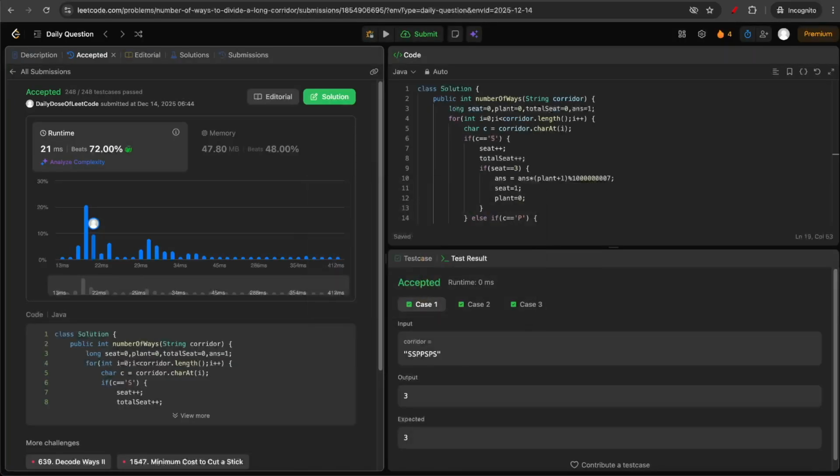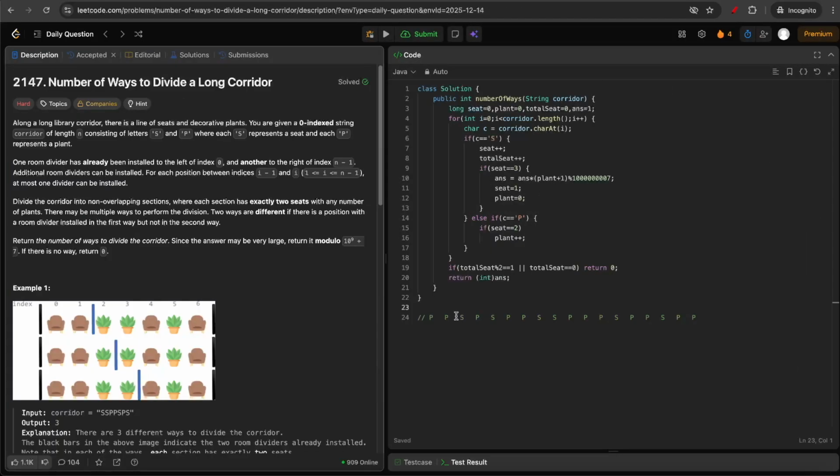Yep, and it works. Finally, let's do the time and space complexity analysis. So the time complexity is pretty simple. We are just iterating on the string length, and inside it, we are just doing constant operations. So time complexity will be order of n. And the space complexity will be order of 1 because we are just initializing few variables and we are not declaring any arrays.